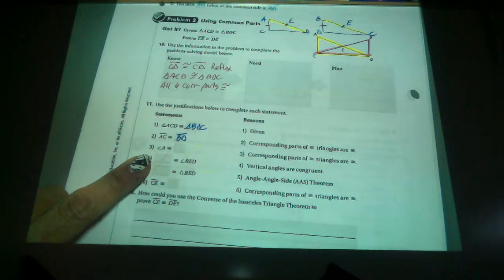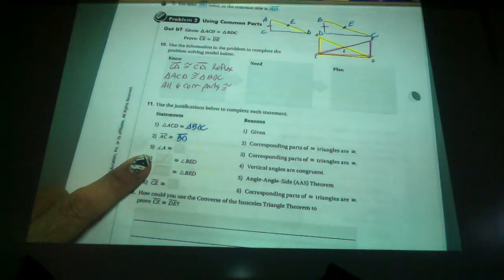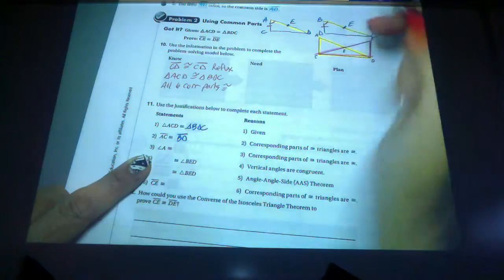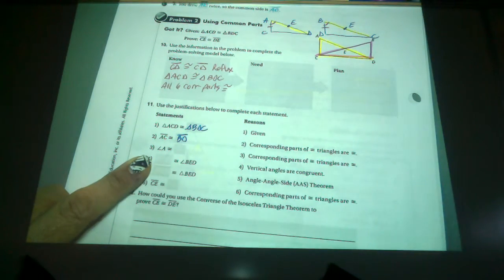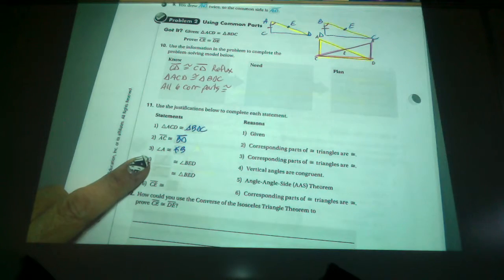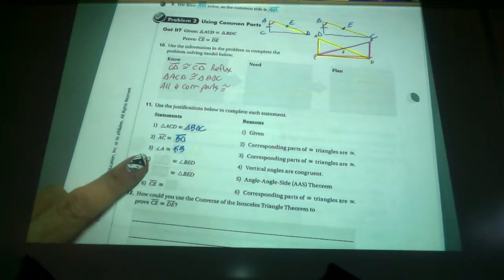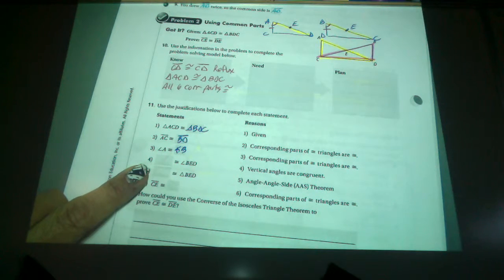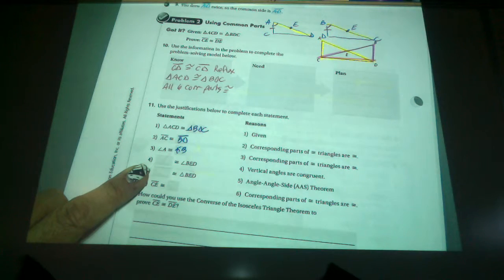Then they've got angle A is congruent to what? So A is congruent to angle B. And that's the same thing, CPCTC, corresponding parts are congruent. Then they go to vertical angles are congruent. Let's see why that is.